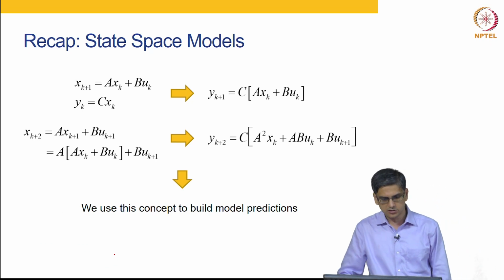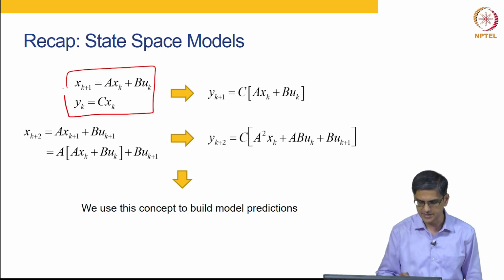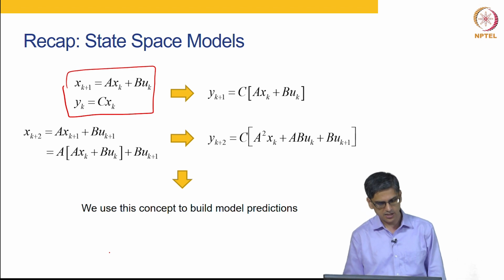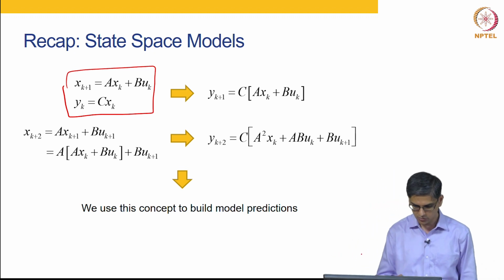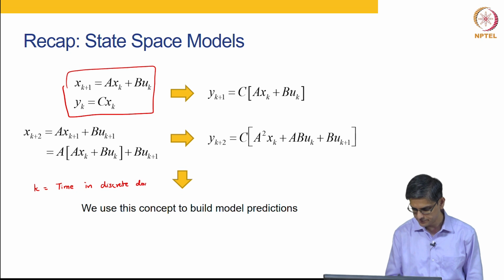Just a quick recap, this is the way we will write a discrete time state space model. We will come back to this type of model later this week and next week, but this is how we write it: x(k+1) = A x(k) + B u(k) and y(k) = C x(k), where k is the time in the discrete domain. So, k is nothing but the actual time divided by the sampling time.